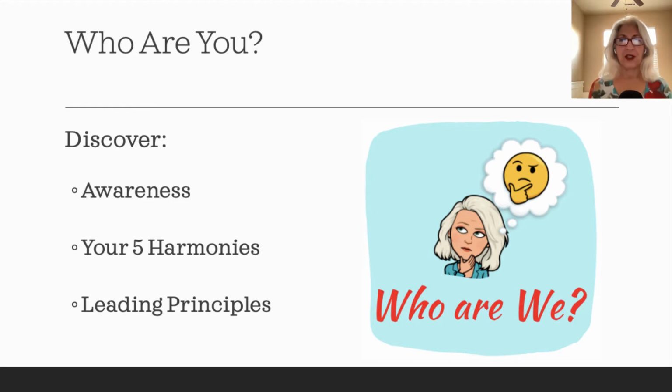So let's dive in a little bit to the who are you. This is where we want to discover a sense of deeper awareness of who and what and where we are in life. We learn to listen to ourselves a little bit. And this is also where we discover our 5 harmonies. Those are the harmonies that we want to use and support to basically harmonize all the different areas of our life. And then we look at leading principles. Those are the areas like, what guides us? How do we get through our day? What is that core DNA part of us?